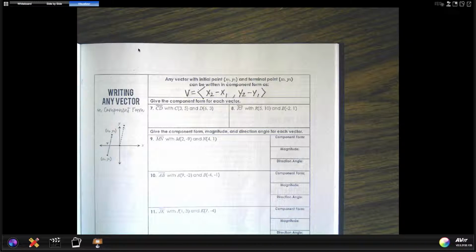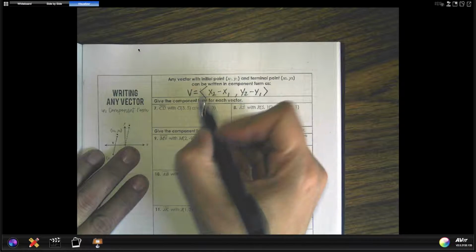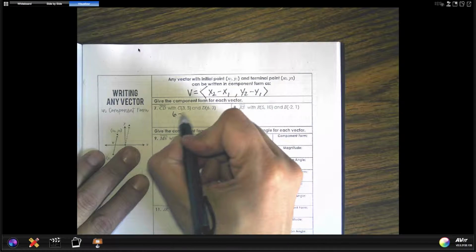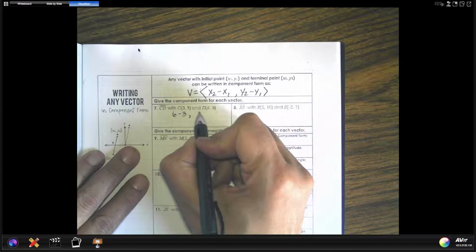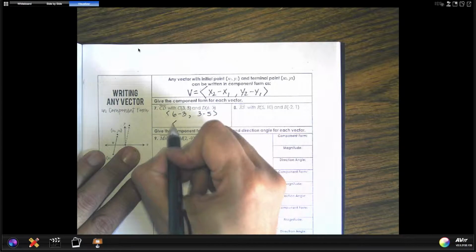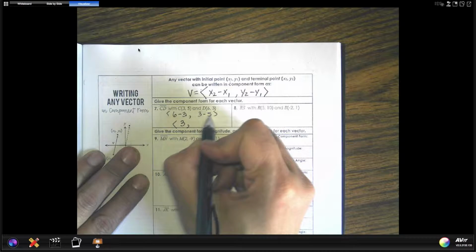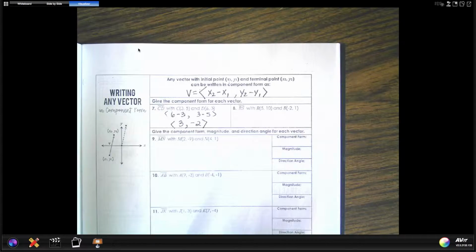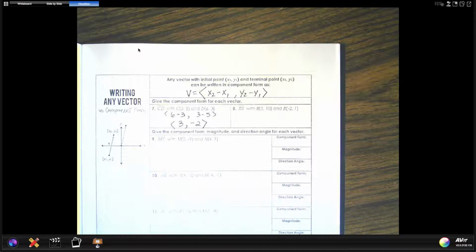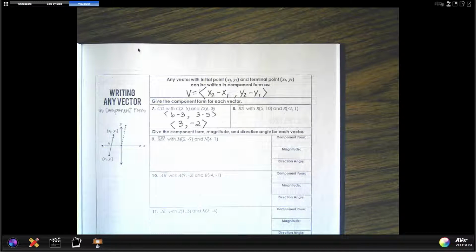So if we look at number 7, C is (3, 5), D is (6, 3), let's find the vector. So we're going to take 6 minus 3 and 3 minus 5. 6 minus 3 is 3, 3 minus 5 is negative 2. That's your vector of CD.